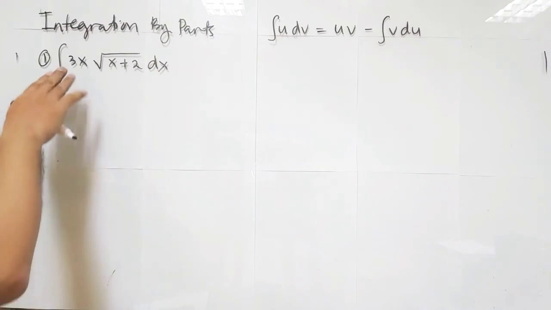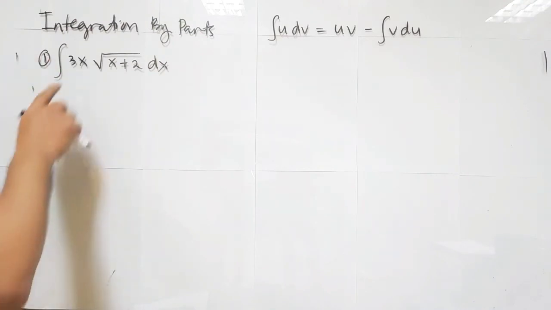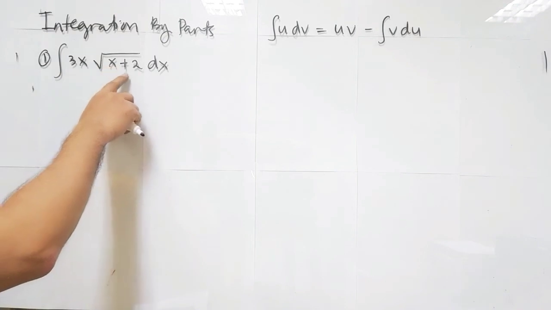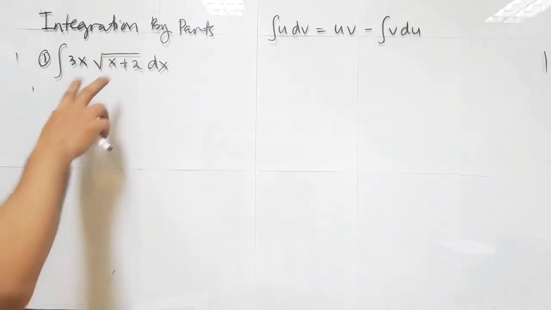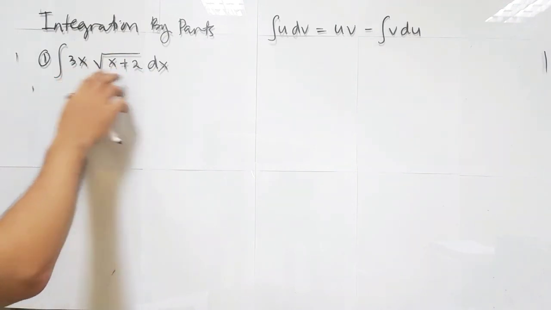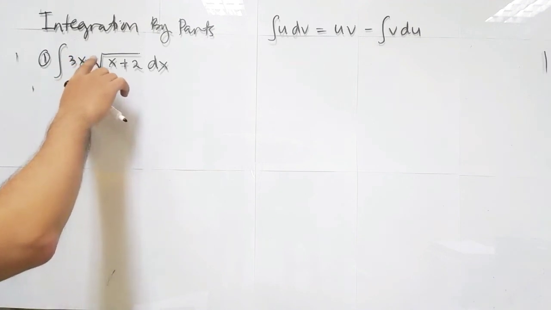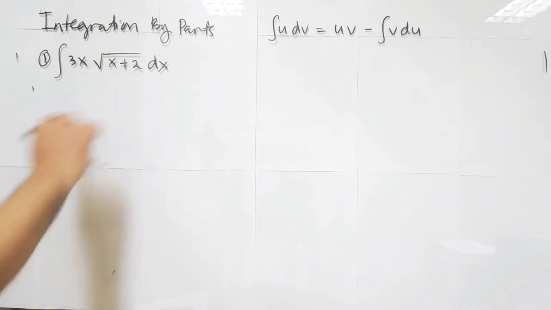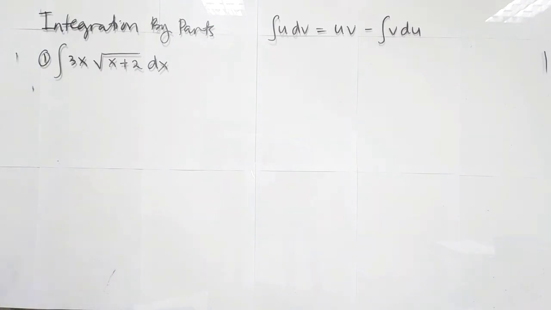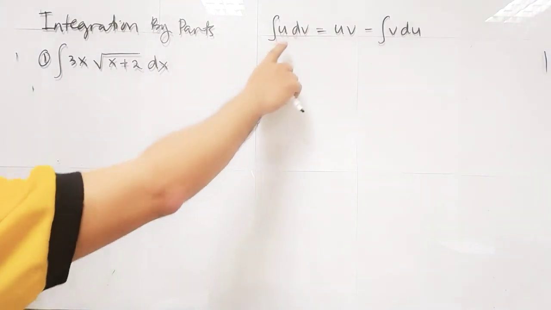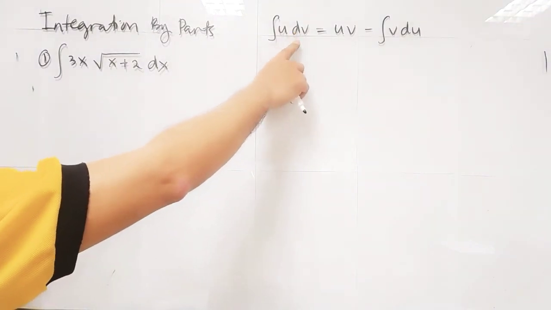We have our first example: the integral of 3x times the square root of x plus 2 dx. If you have noticed, we have two groups in the integrand. The first group is 3x, and the other group is square root of x plus 2 dx. So for this case, we have to decide what will be our u and what will be our dv.